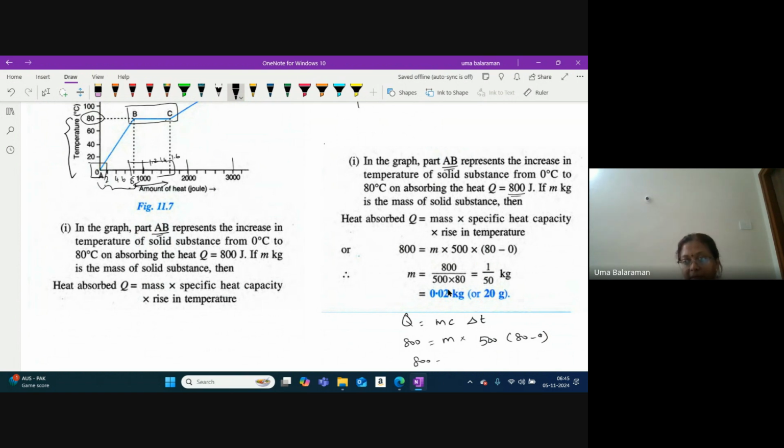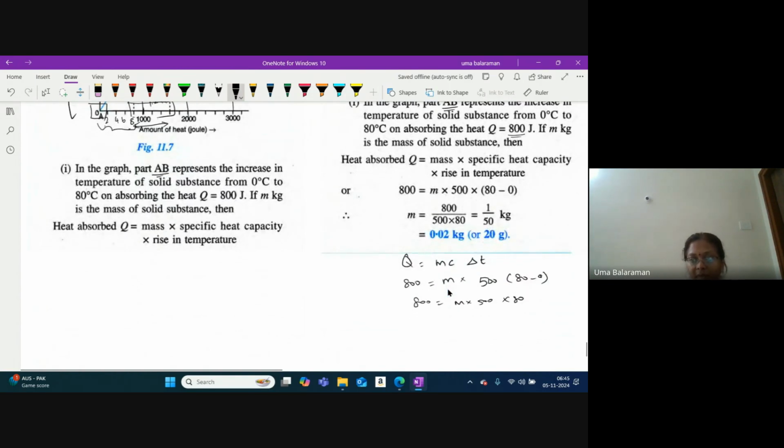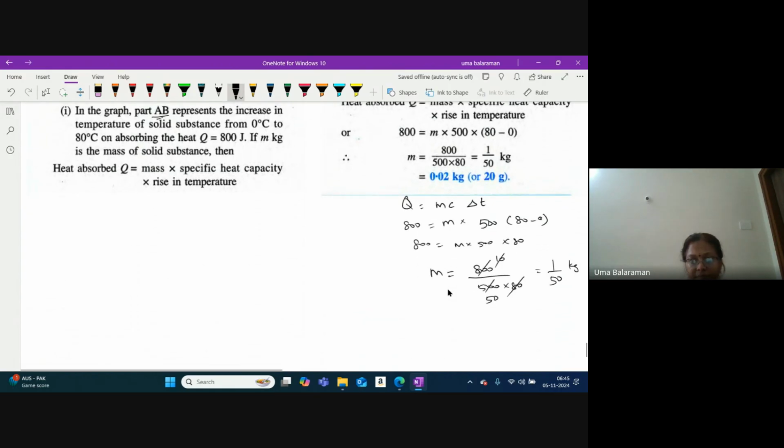So 800 is equal to m into 500 into 80. So m is 800 by 500 into 80. This is 10 times, this is 50 times. 1 by 50 kg, which is 0.2 grams. Sorry, 0.02 kilograms. That is the first part.